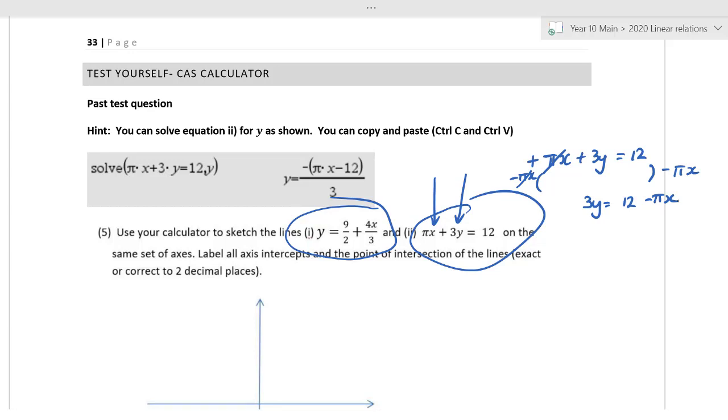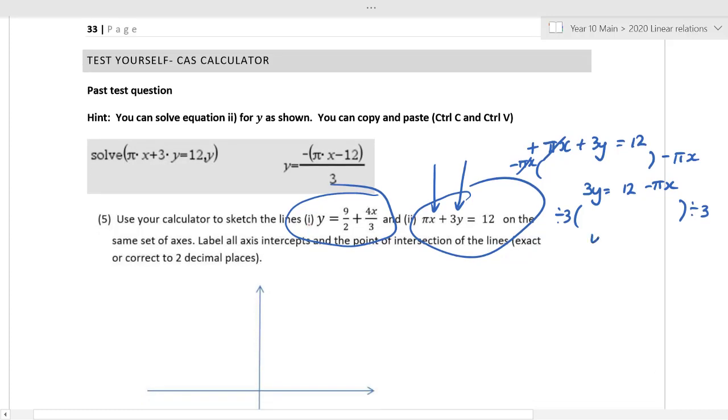So the gradient is not pi or minus pi, because we need to divide that by what? I want y equals, so what am I dividing by? 3, thank you, Archie. Okay. Now, the thing is, sure, we can do that. 12 minus pi x divided by 3 is the answer.